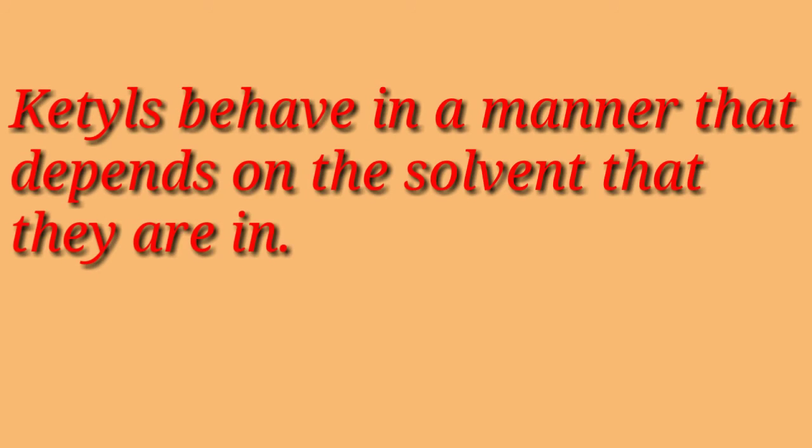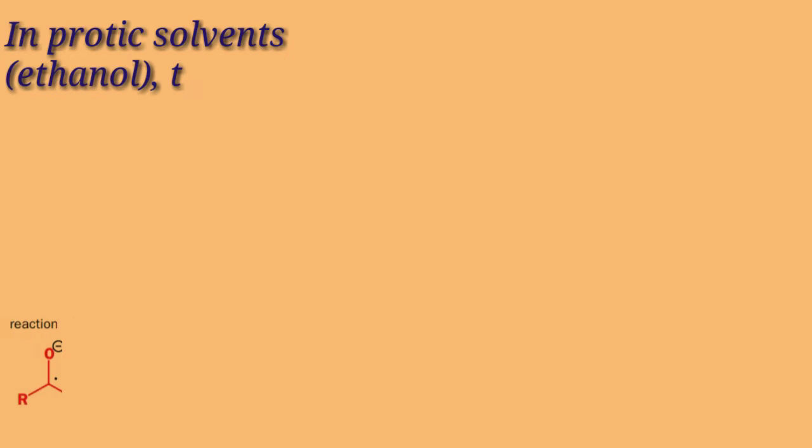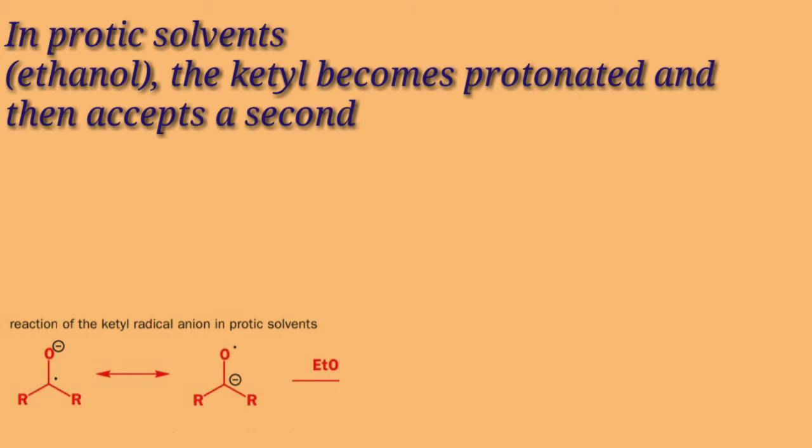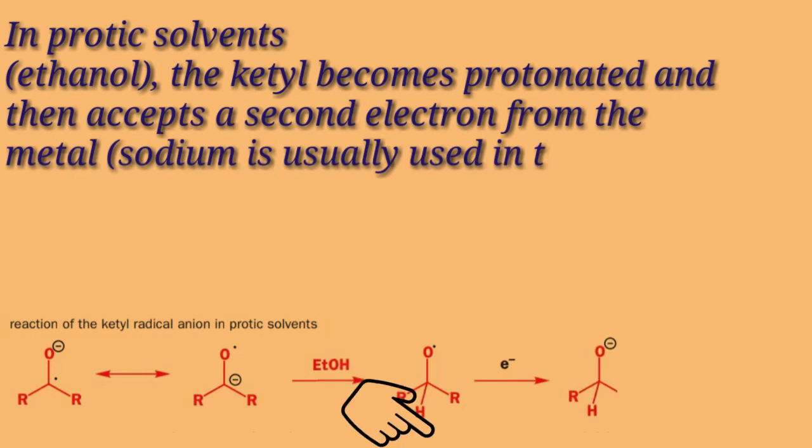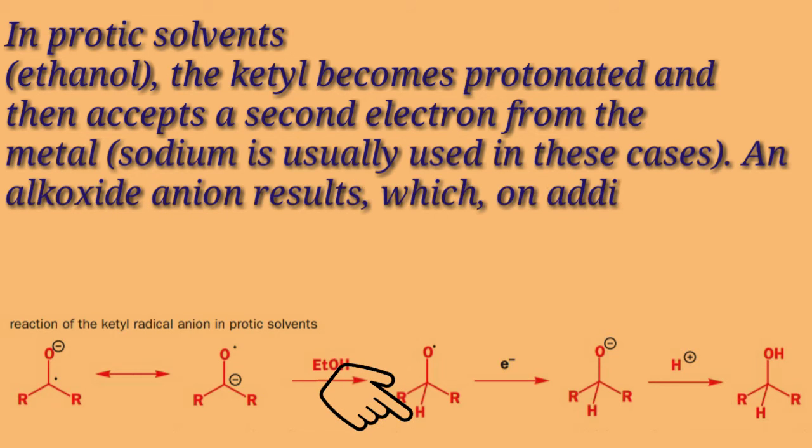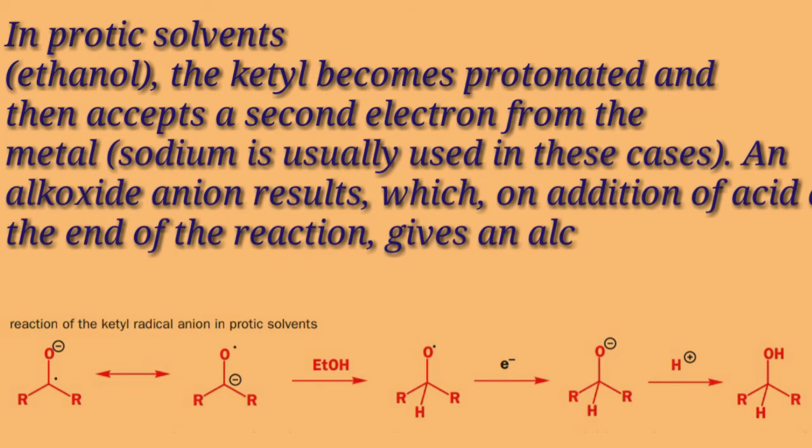The behavior of ketyl radical depends on the solvent that they are in. In case of protic solvent like ethanol, the ketyl becomes protonated and then accepts a second electron from the metal, usually sodium. And then an alkoxide anion results, which on addition of acid at the end of the reaction gives alcohol.